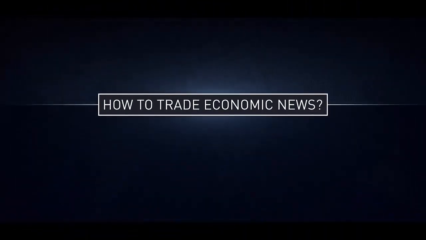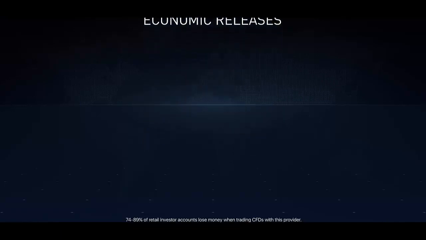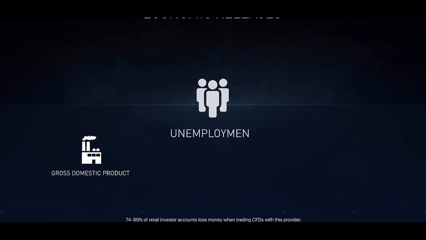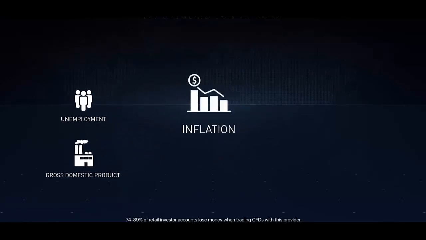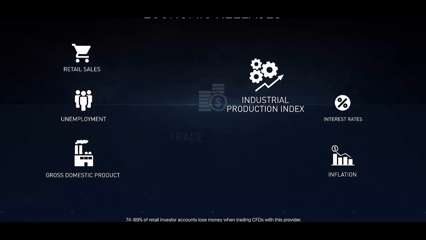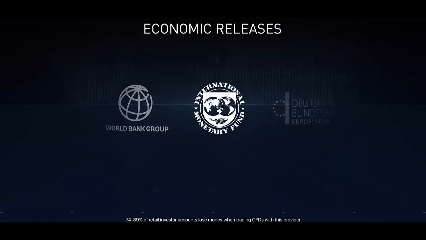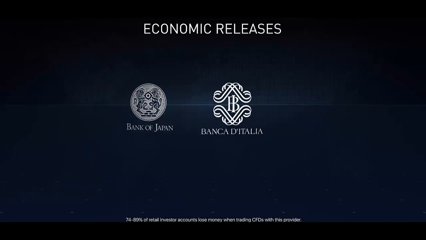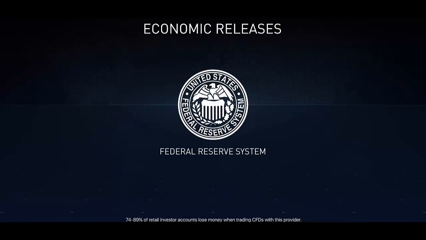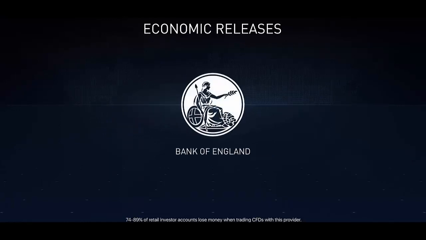How to trade economic news. Economic releases are publications of various economic reports and statistics, such as gross domestic product, unemployment, inflation or interest rates, retail sales, industrial production index, trade balance, and other surveys and data. Of great importance are announcements made by key representatives of major national financial institutions, for example the Federal Reserve, or the Department of the Treasury in the USA, or the Bank of England in Great Britain.